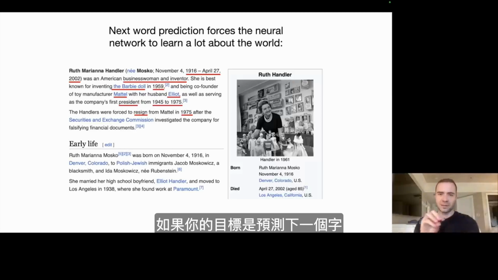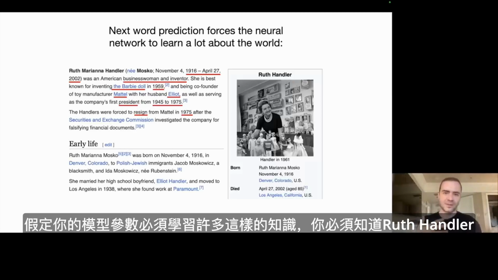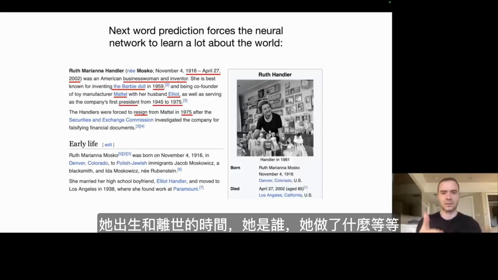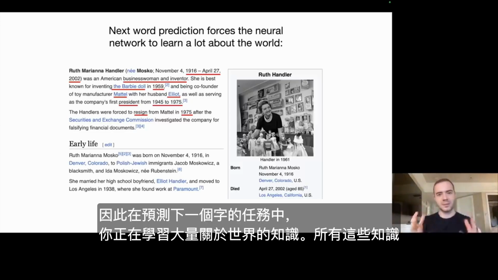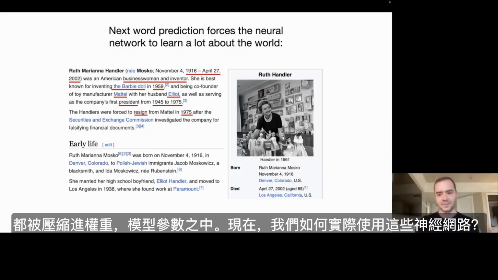if your objective is to predict the next word, presumably your parameters have to learn a lot of this knowledge. You have to know about Ruth and Handler and when she was born and when she died, who she was, what she's done, and so on. And so in the task of next word prediction, you're learning a ton about the world, and all this knowledge is being compressed into the weights, the parameters.